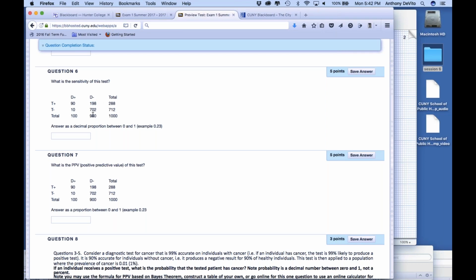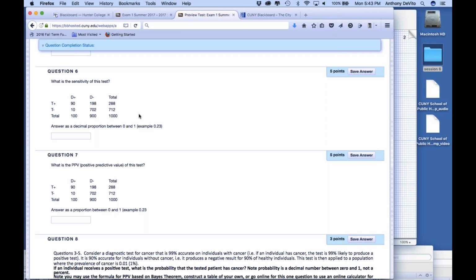The specificity of this test was apparently about 80% or something like that. Is that what it is? Right? So 198 out of 900 people who didn't have the disease tested positive. So we wound up with more people testing positive who didn't have the disease than did have the disease. So a total of 288 people tested positive.